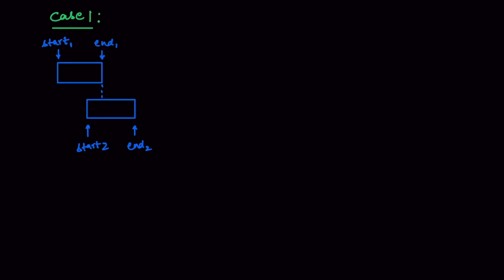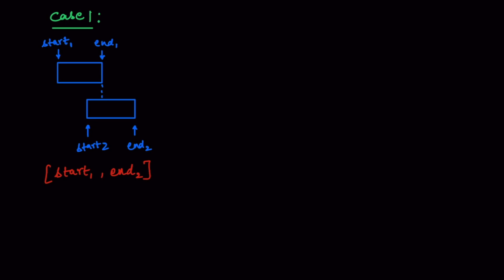Before going into the explanation for this question, let's try to understand the three basic scenarios that might occur in this interval scenario. The first one is, given this start and end, the start 2 of the second interval comes in between start 1 and end 1. In this case, our merged interval is going to be start 1, end 2. So this is the final merged interval.